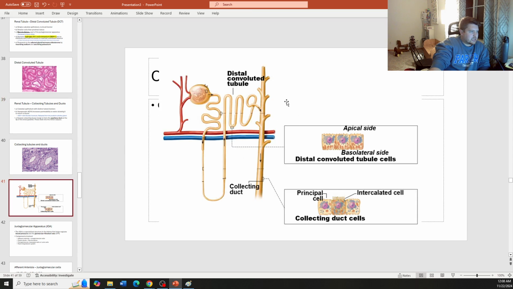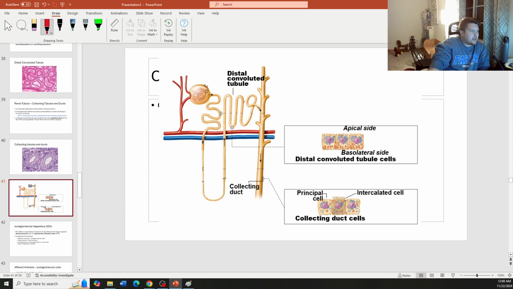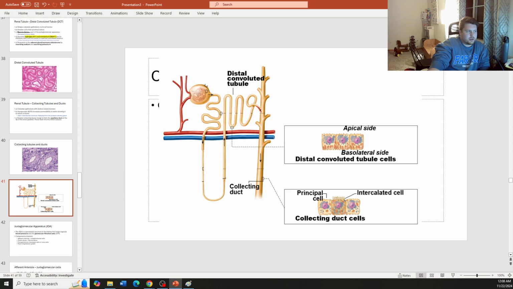So then these collecting ducts, here we go. So each of these little spots here, let me draw. Pretend that this distal convoluted tubule comes and connects here. There's also another distal convoluted tubule connecting here, another one here, another one here, another one here. So all of these are converging. So the distal convoluted tubules all converge into the collecting duct.